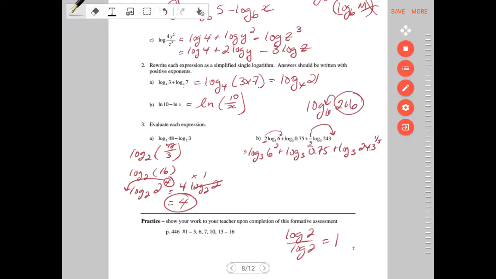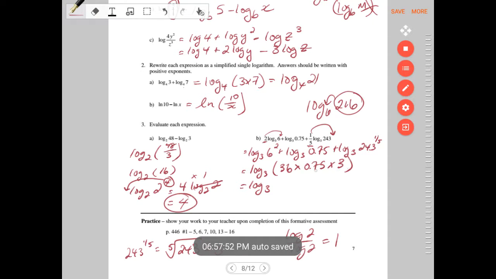Now I can use a log law because I have all the same bases. That becomes log base 3 of 6 squared, which is 36, times 0.75, times the 5th root of 243, because remember 243 to the power of 1/5 is the same as the 5th root of 243. If you find the 5th root of 243, you should find that it equals 3. So that's log base 3. Now you can multiply all those together. 3/4 of 36 is 27. 27 times 3 is 81.